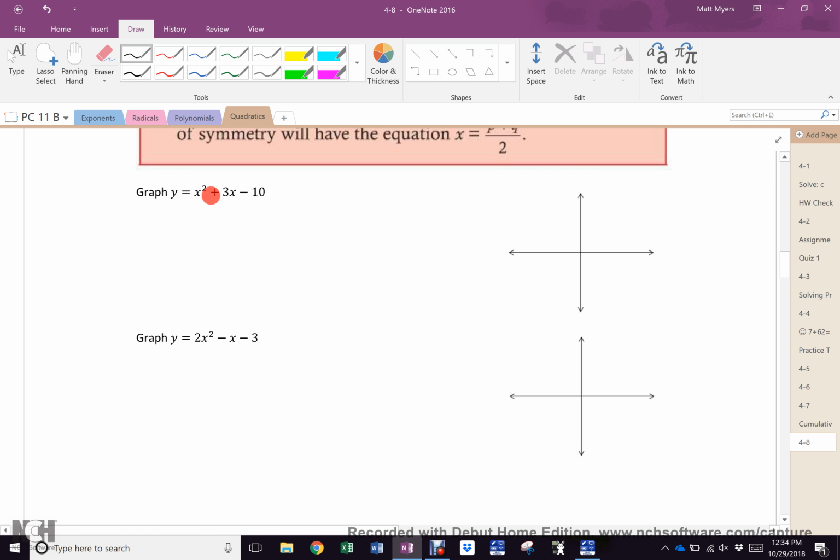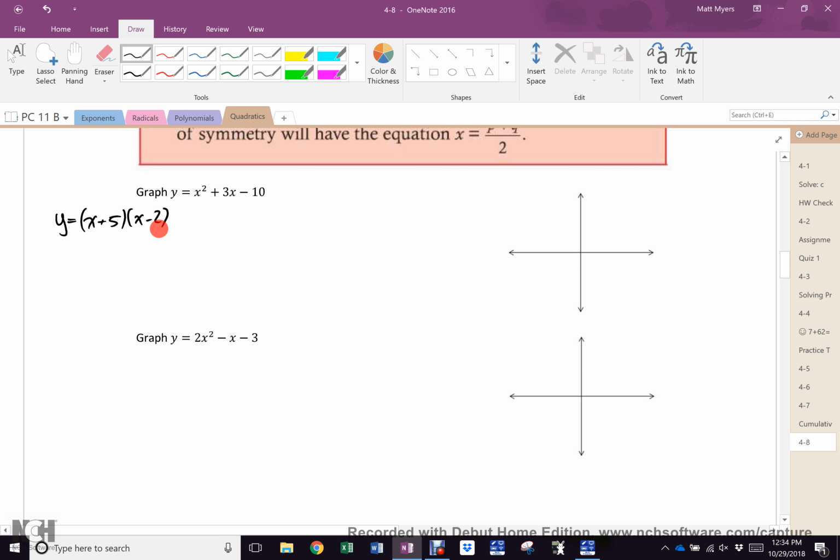What are we going to do there? Does that one factor? I'll give you a hint. We're doing the section on factoring. Yeah, this will. Does that one factor? Yes. Yeah. So what is it? Y equals x plus 5 and x minus 2. X plus 5, x minus 2, correct?